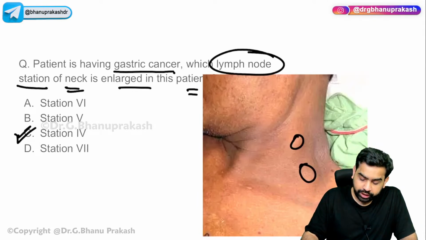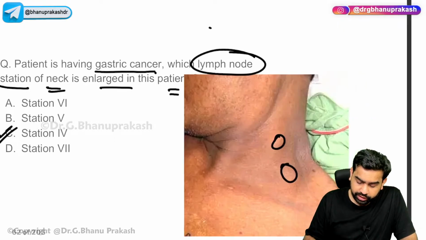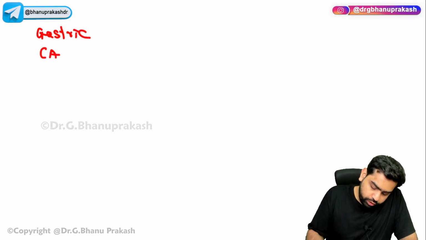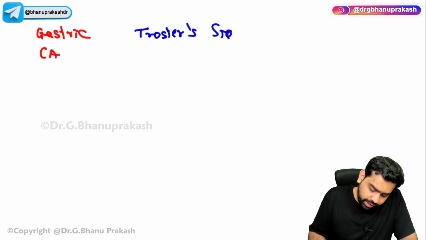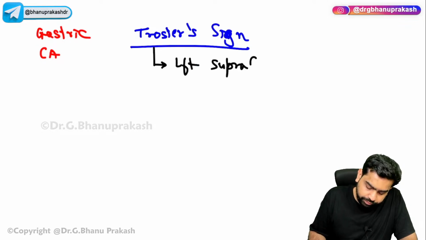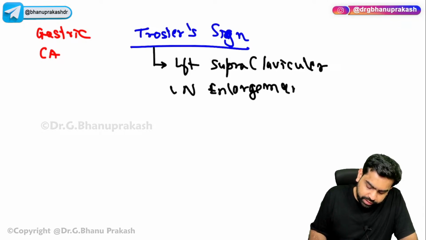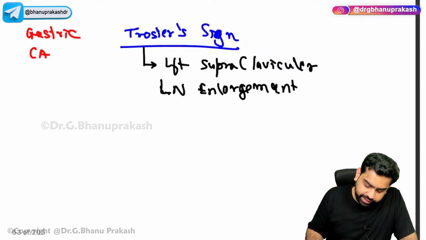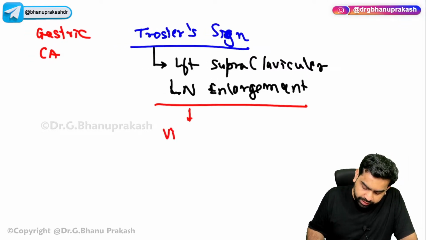Please try to understand here: supraclavicular lymph node enlargement in patients with gastric carcinoma is what is called Troisier's sign. What is this Troisier's sign? It is basically the left supraclavicular lymph nodal enlargement. This enlarged lymph node is what is called the Virchow's lymph node.